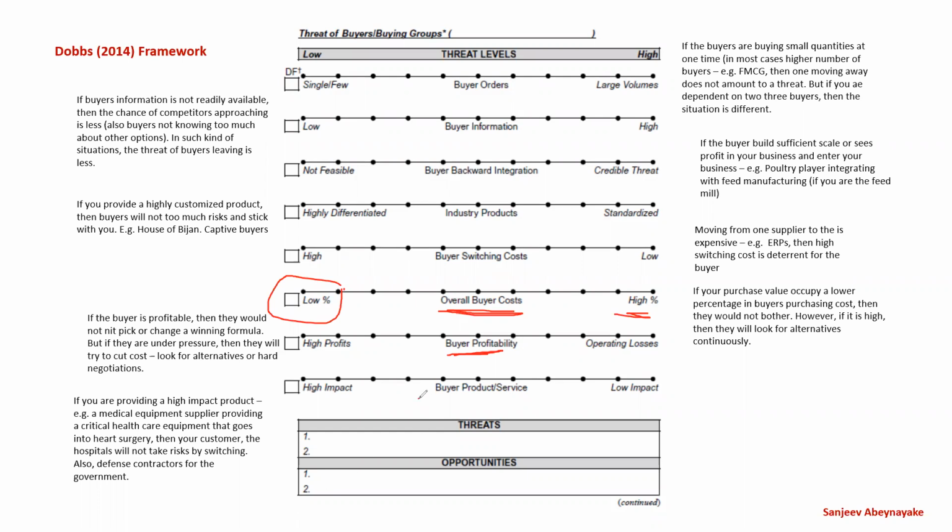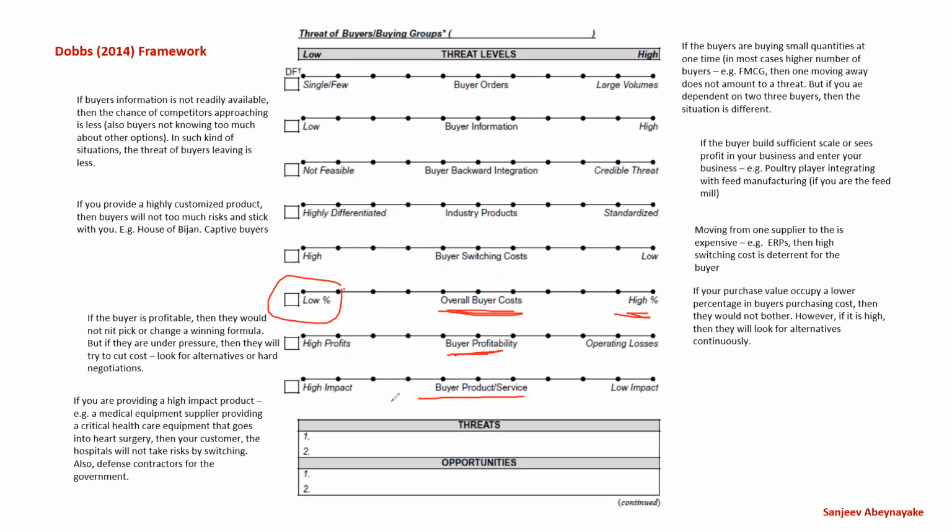And then the other one is buyer product impact. For example, let's say I'm a hospital equipment manufacturer, and I manufacture advanced healthcare scanning machines and MRI machines, like, let's say, GE.